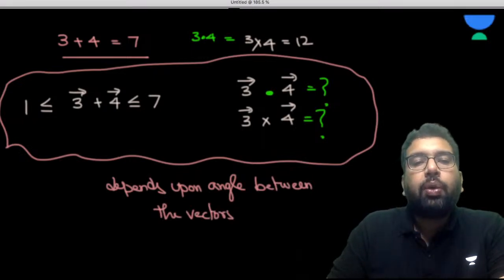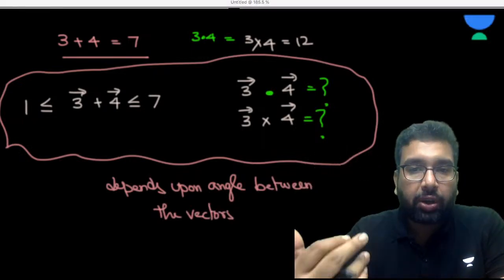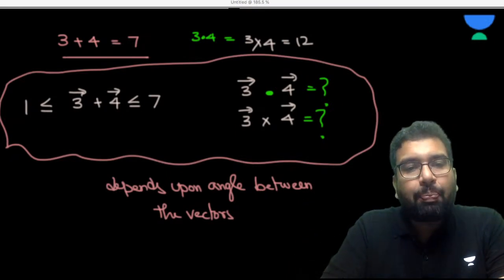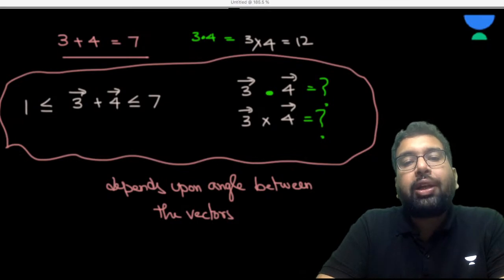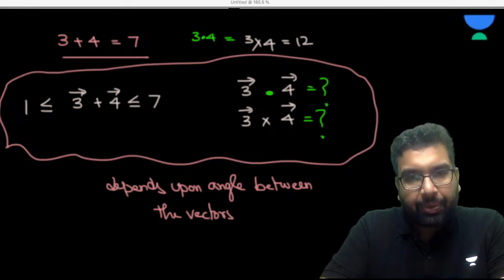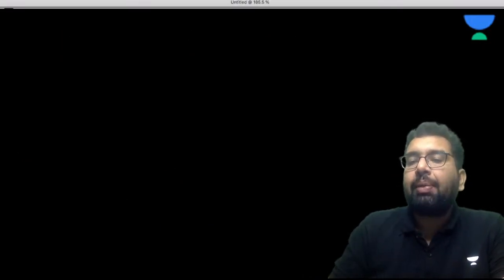So whether you are getting the result of addition, the result of dot product, or cross product, it in a way depends upon what is the angle between the vectors. So we'll be talking about the angle between the vectors now.